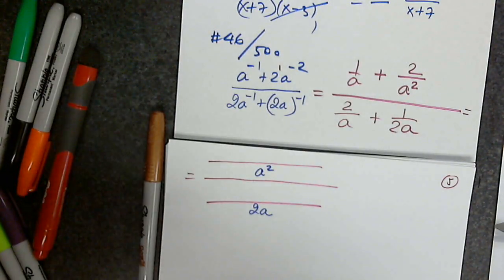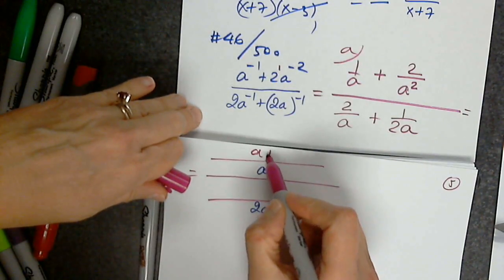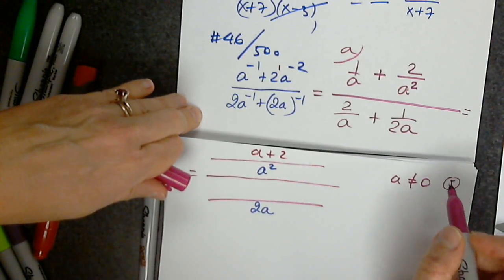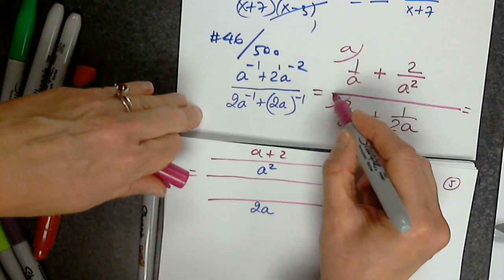So the numerator, a squared, correct? Yes. And it needs an a at the top. Right. So this is a plus 2. Of course, a cannot be 0. The denominator is 2a. This one has only a, so then it needs a 2.